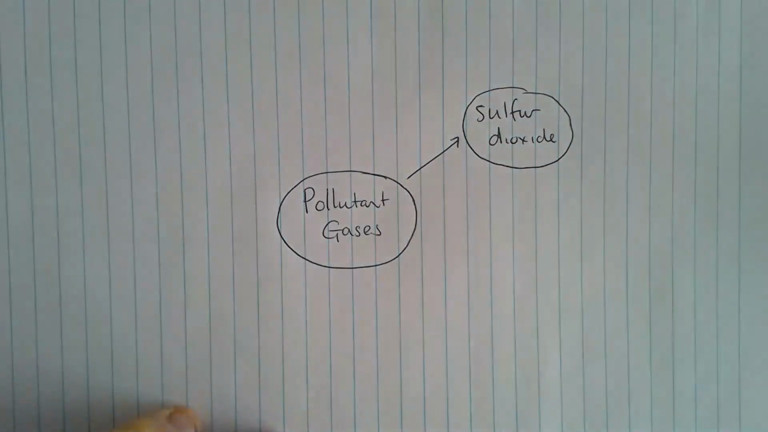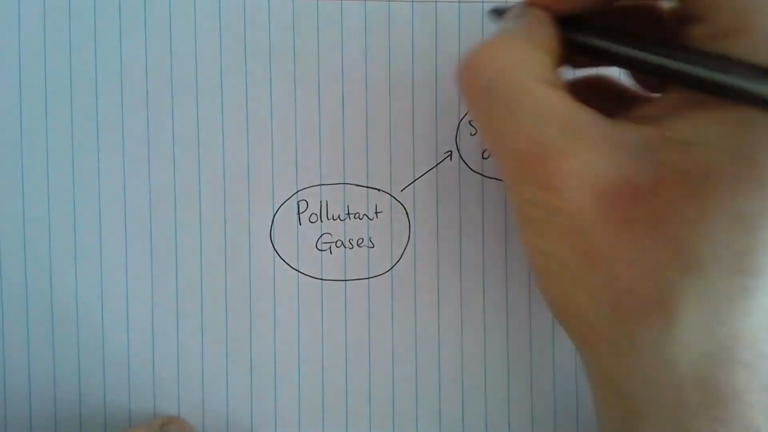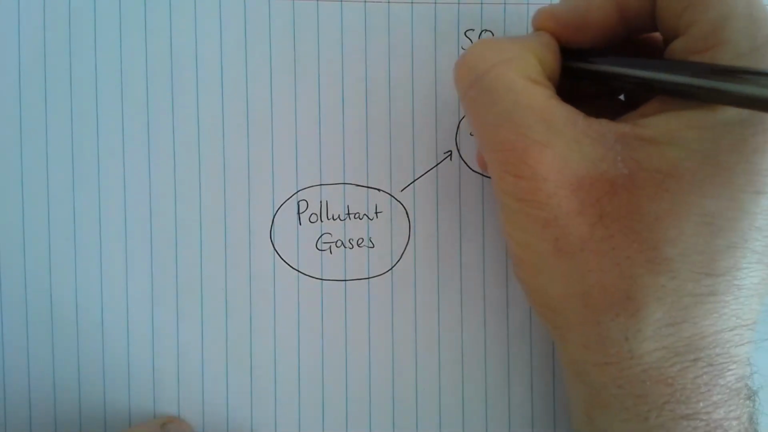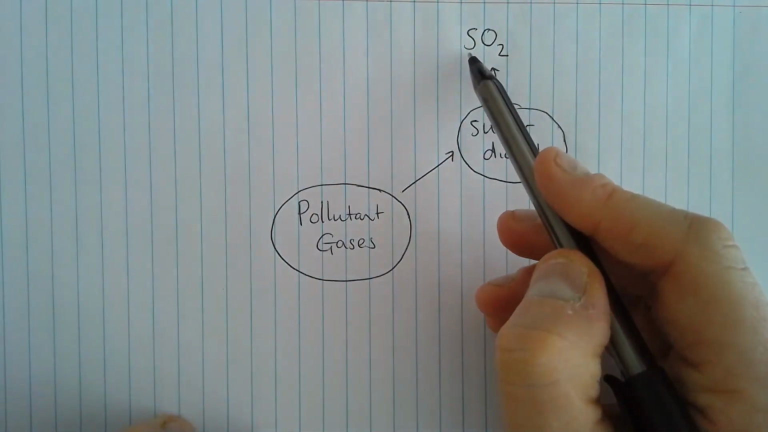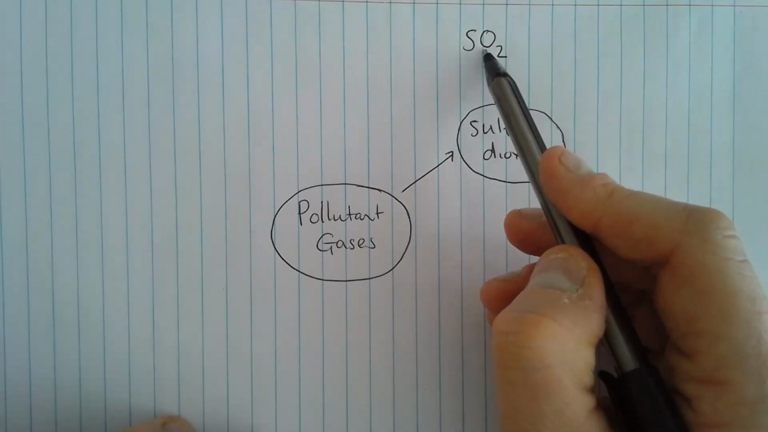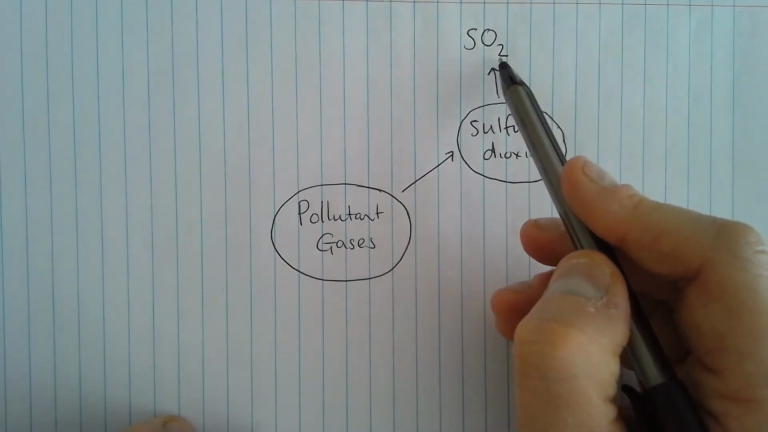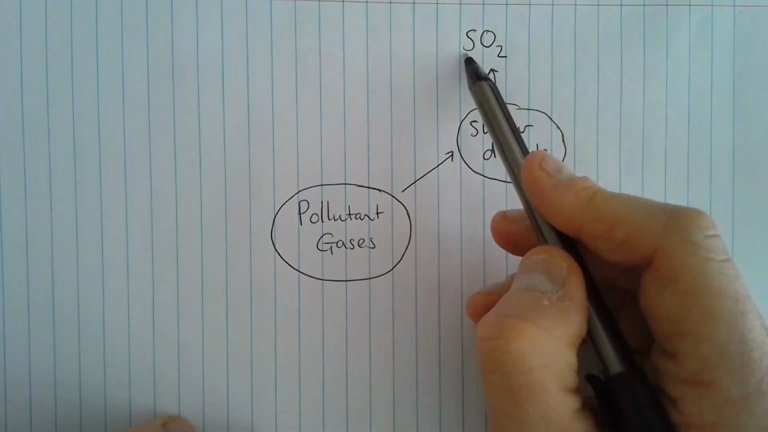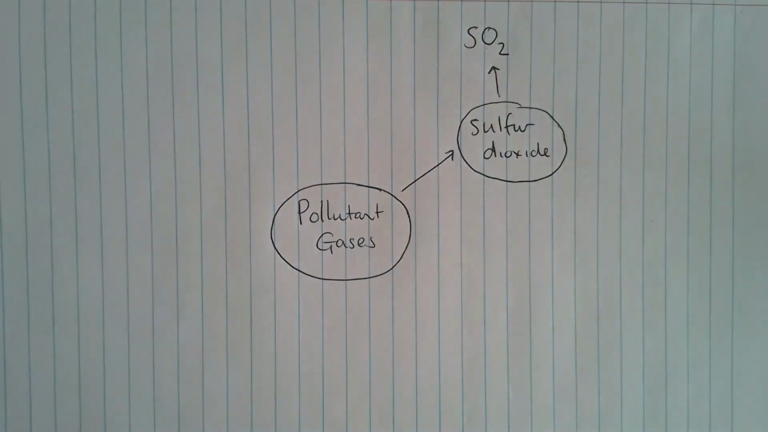The formula for sulfur dioxide is quite simple. It's SO2. So that's a capital S for the element sulfur, a capital O for the element oxygen, and there are 2 oxygen atoms and 1 sulfur atom per sulfur dioxide molecule.